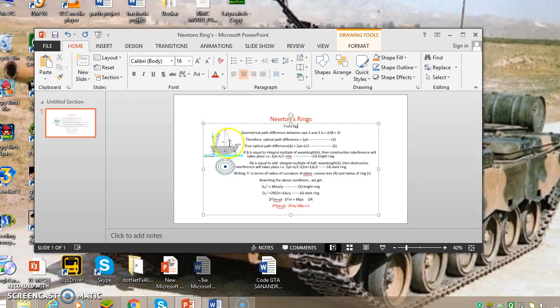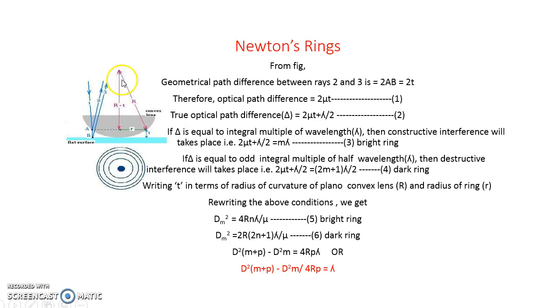Here we are observing one plano-convex lens which is kept on the plane glass surface. So this is the plano-convex lens and this is the plane glass surface.